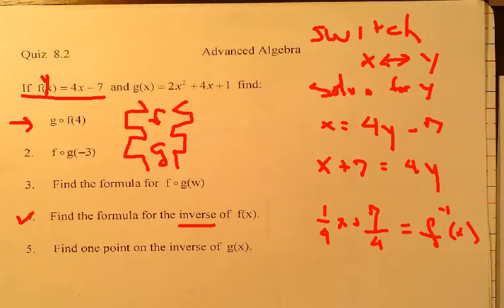So if I put 4 into the F function, I get 16 minus 7, right? So 16 minus 7 is 9. And then I put that into here and here. So don't forget, you have to go in both places. 2 times 9 squared plus 4 times 9, that's the answer, right?